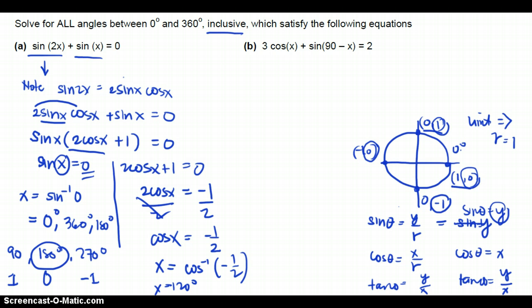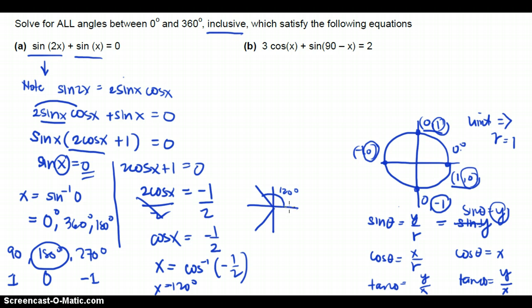But again, we look at the other possible value for x. If cosine is negative 1/2, that means the angle is located in the second and third quadrants. The 120 degrees is the angle in the second quadrant. So there is another angle that will give us a cosine equal to negative 1/2.